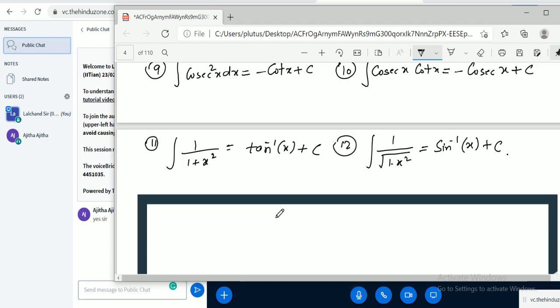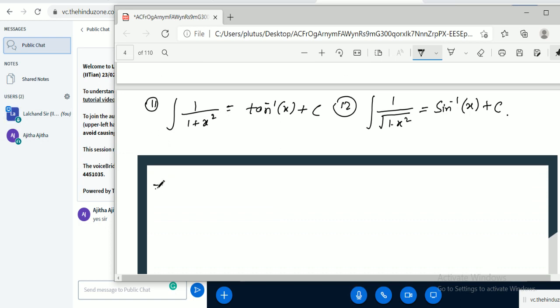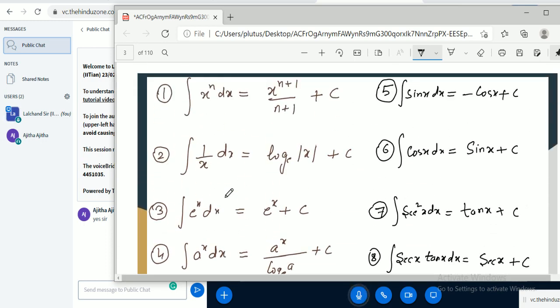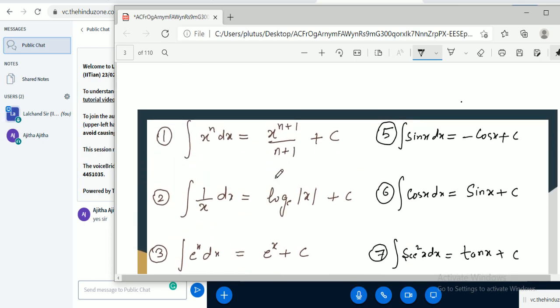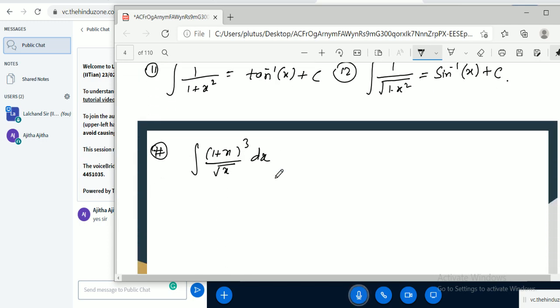Okay. So let us start to solve some questions based on these basic formulas of integrals. My first question is, find the integral of (1 plus x) to the power 3 divided by root x into dx. We have to find the integral of this function. Try this question and tell me the answer. You can do this. This is based on all these basic formulas. So can you solve this question?